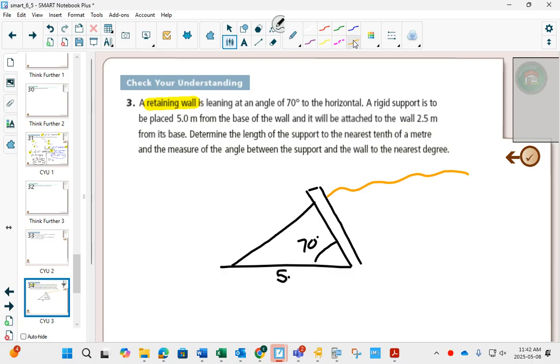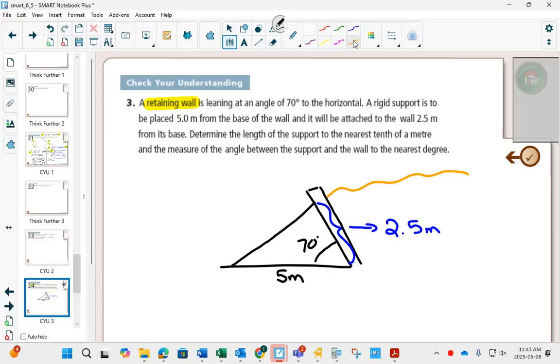And they say that that support is attached to the ground 5 meters from the base of the wall. And this distance right here is 2.5 meters up from the base.